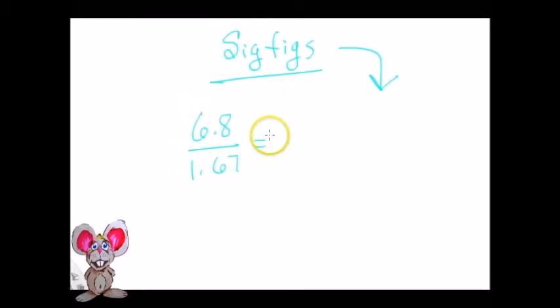Okay, today we're going to talk about sig figs, or significant figures. So sig figs has to do with the solution of a calculation dealing with decimal places or something like that. So if we have 6.8 divided by 1.67, let's say, our solution would be 4.0718563, etc., something like that.